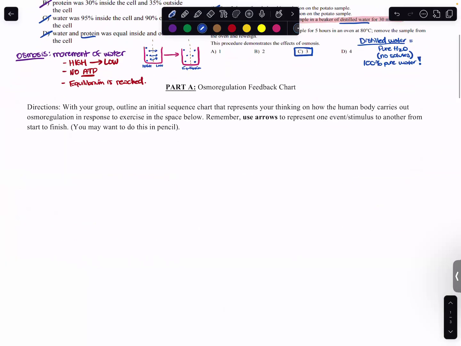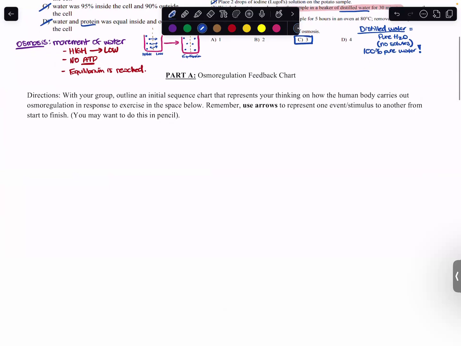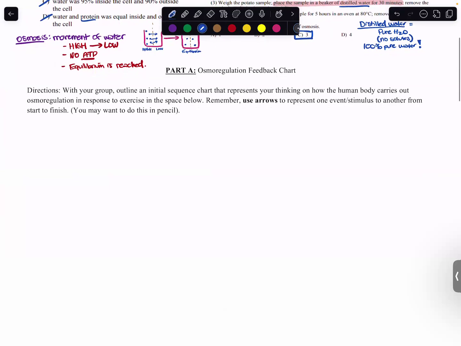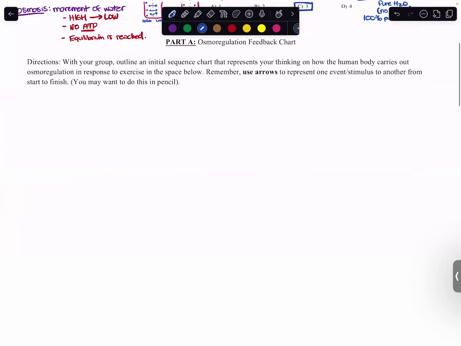Now, part A, osmoregulation feedback chart. Directions say, with your group, outline an initial sequence chart that represents your thinking on how the human body carries out osmoregulation in response to exercise in the space below. Remember, use arrows to represent one event or stimulus to another from start to finish. You may want to do this in pencil.